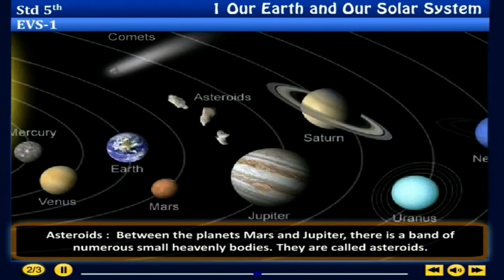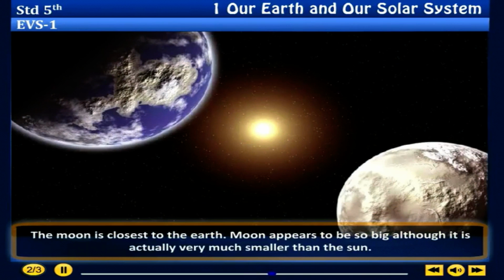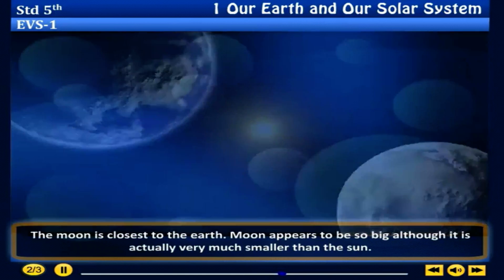Asteroids. Between the planets Mars and Jupiter, there is a band of numerous small heavenly bodies. They are called asteroids. Asteroids also revolve around the Sun. The Moon is closest to the Earth. The Moon appears to be so big, although it is actually very much smaller than the Sun.